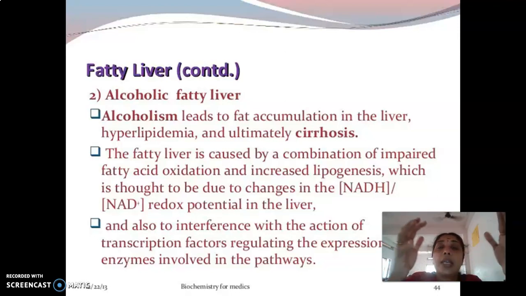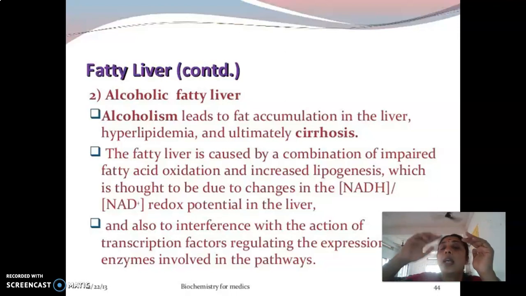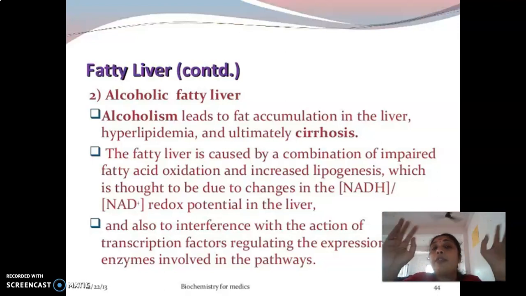So what happens? This NADH will be immediately undergoing oxidation, so that the oxaloacetate takes up the NADH molecule. Oxaloacetate is present in the TCA cycle. So the TCA cycle becomes impaired. That is, instead of the continuity of the TCA cycle, this oxaloacetate will be undergoing reduction due to the accumulation of NADH, so that malate will be formed. So the TCA cycle is impaired there, right?